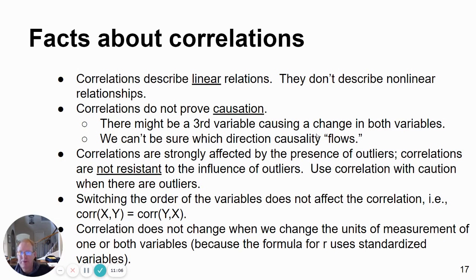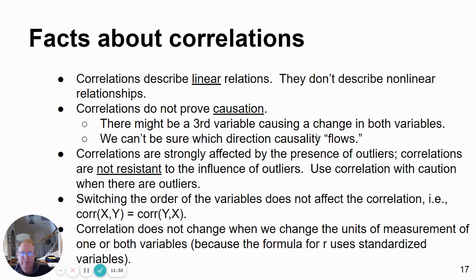Correlations do not prove causation. Just because X and Y are strongly correlated does not mean that X causes Y. There might be a third variable causing a change in both variables. Also, we can't be sure in which direction the causality flows. Is causality flowing from X to Y or from Y to X? The correlation coefficient will not tell us that.